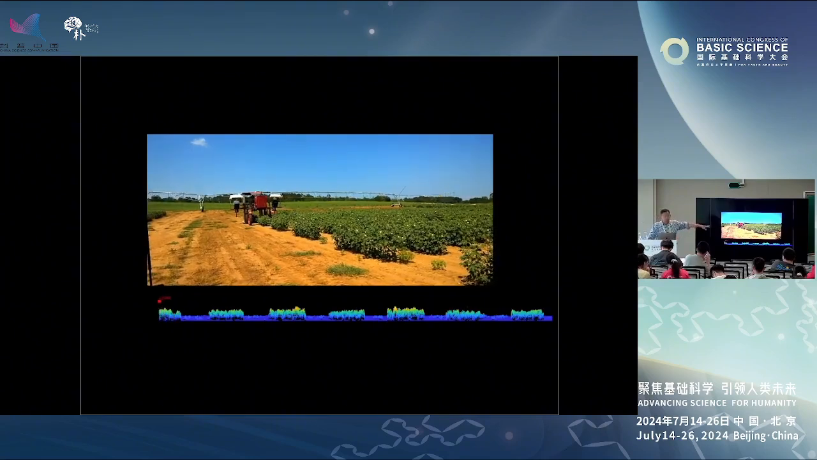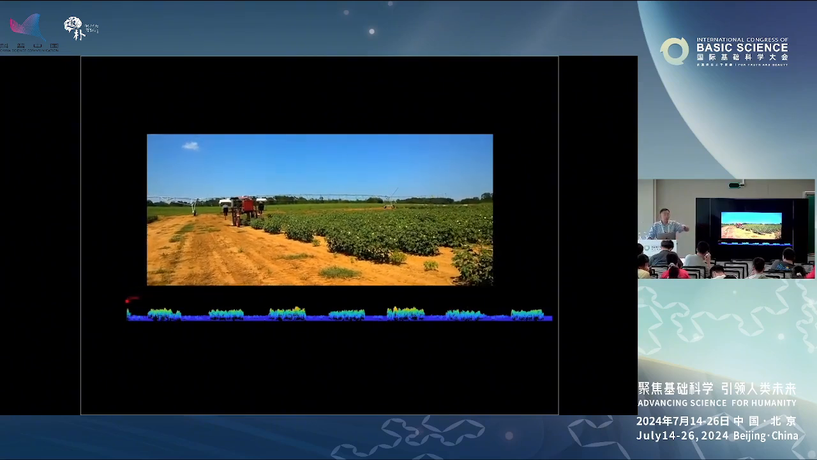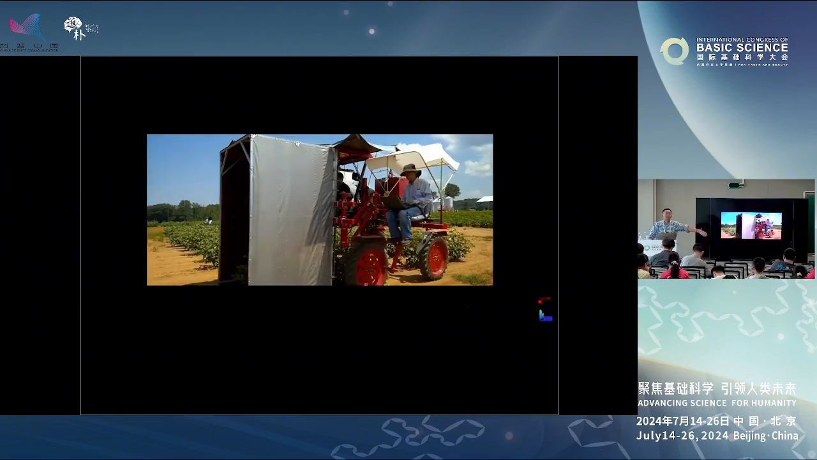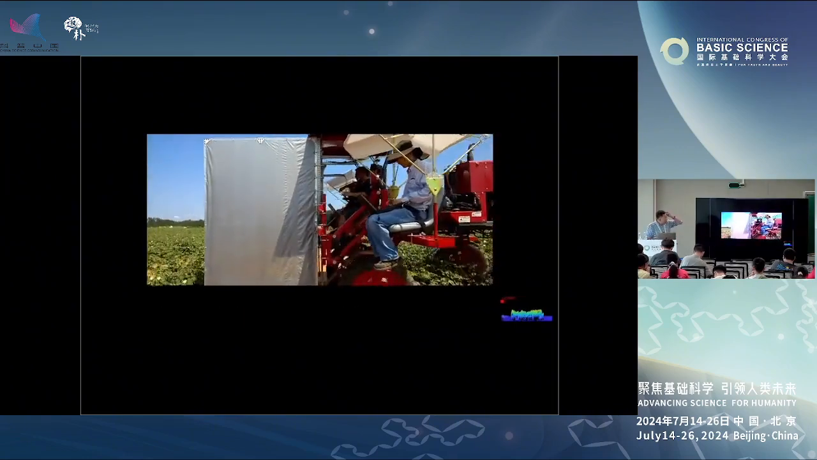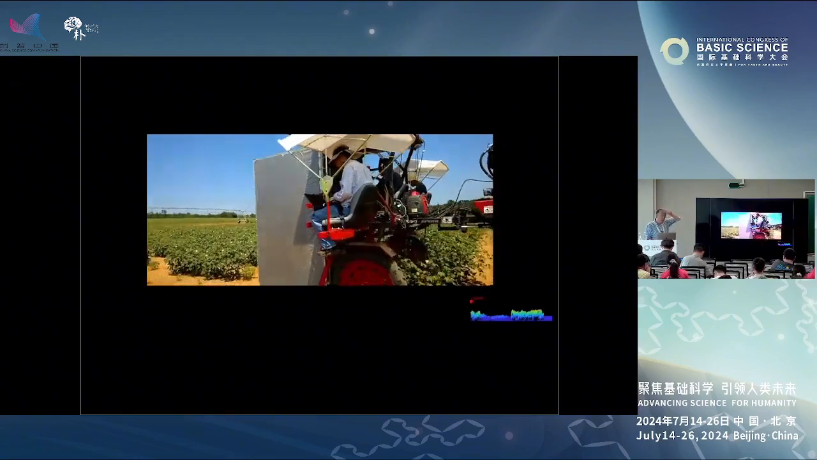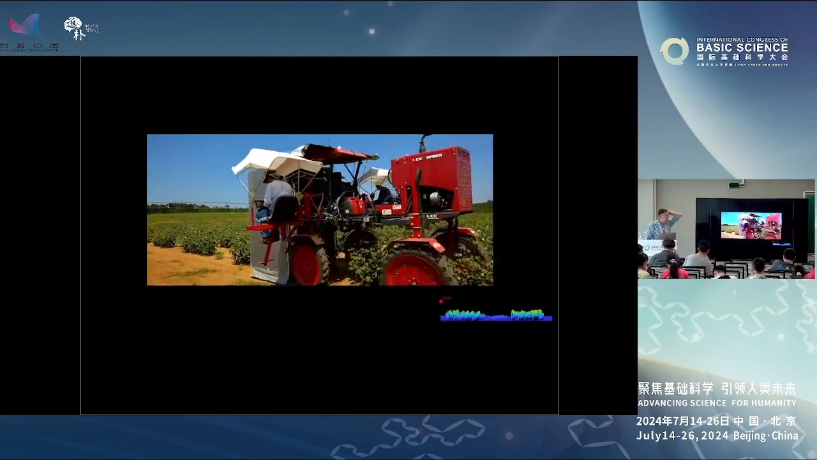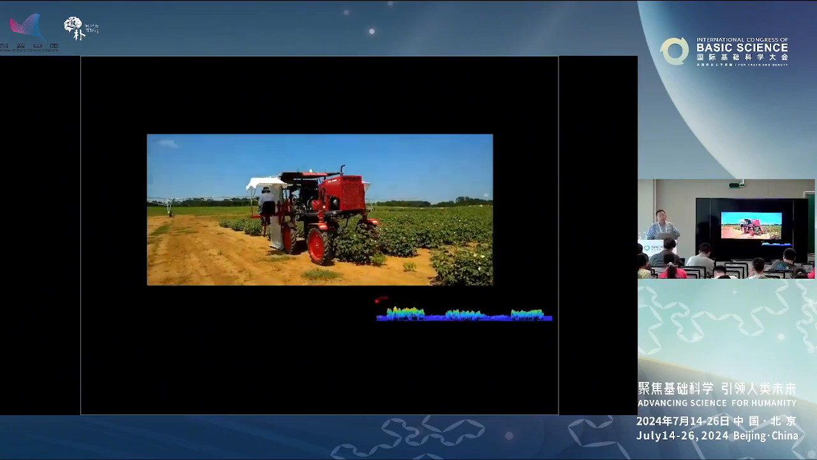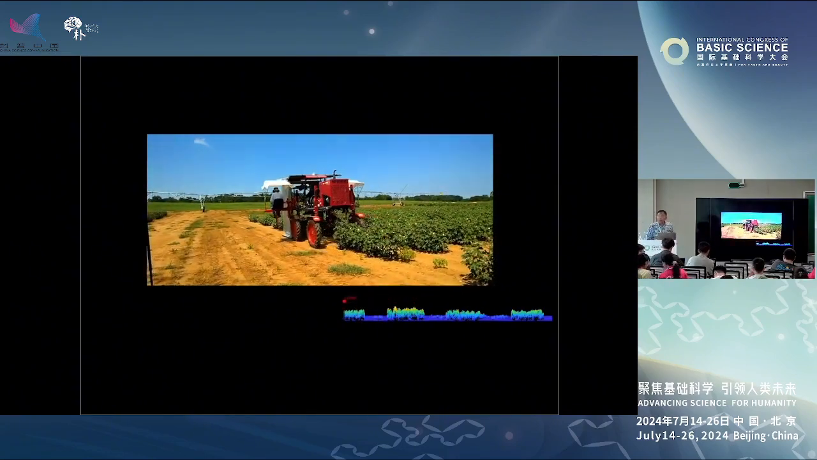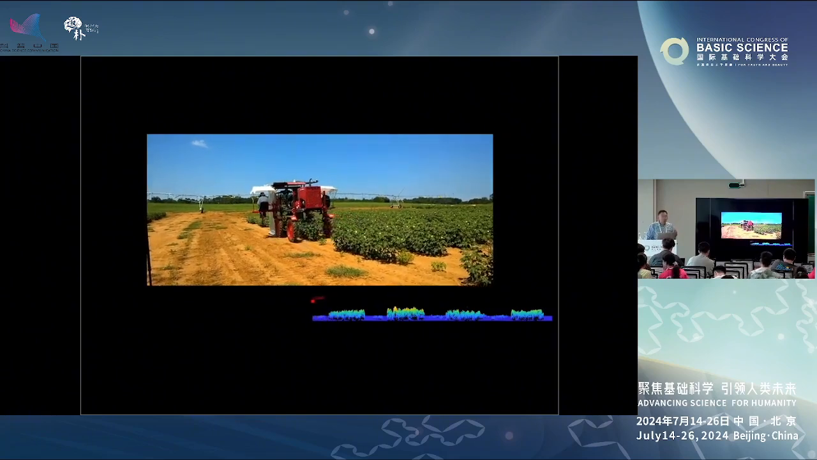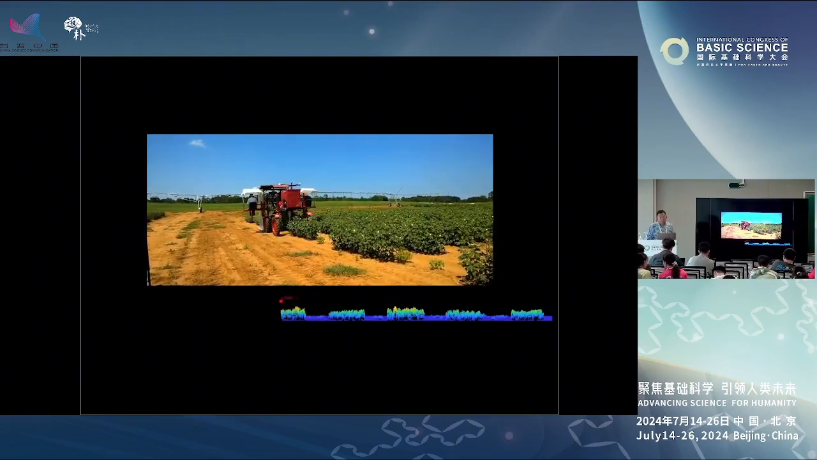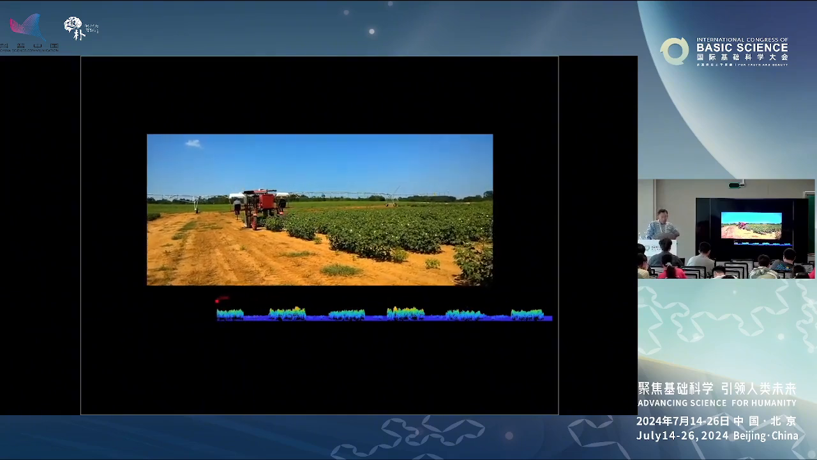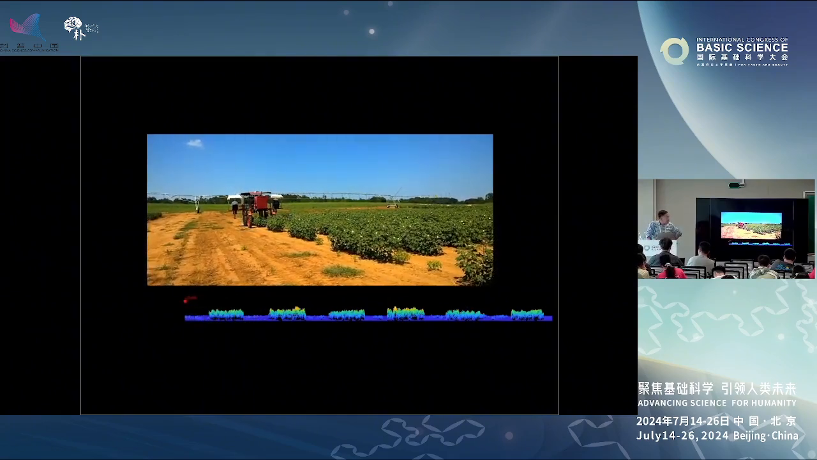So we have this tractor mounted with different sensors, and then we just go through these cotton fields and collect the data. In one morning, we collect more than 100 terabytes of data. Our worry is always how to store so much data, because we only have very limited storage capacity.